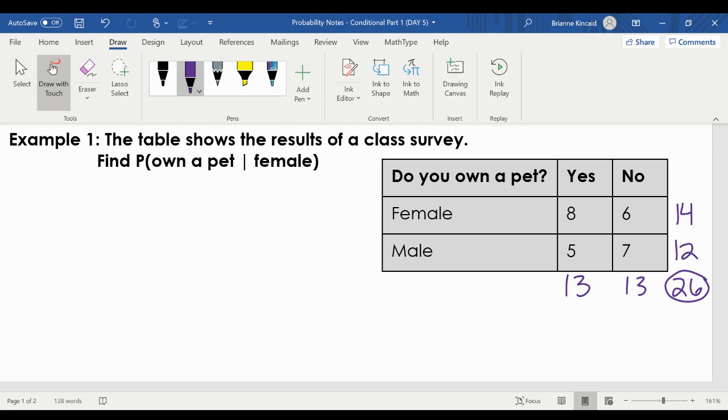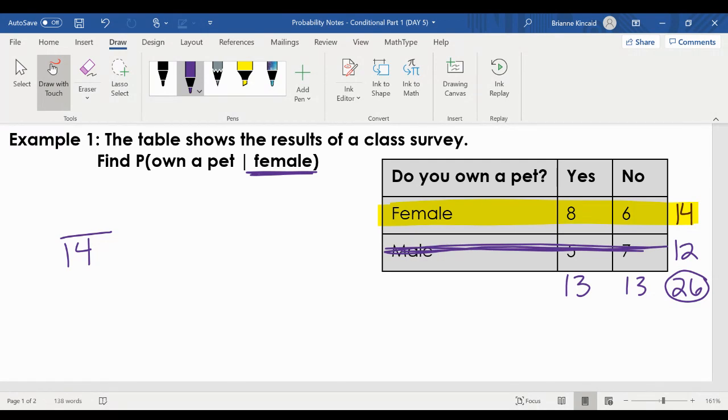The table shows the results of a class survey. Find the probability that they own a pet given that they are female. Given female means I don't care about males in this example. I'm only focused on the females. How many total females do I have? 14, so that's going to be my denominator. That means I totally ignore the males. I don't care about males in this problem.